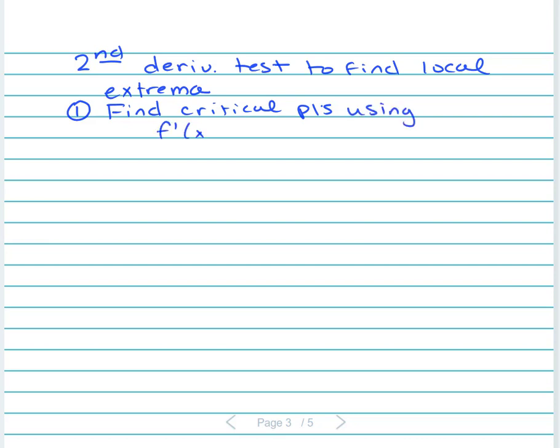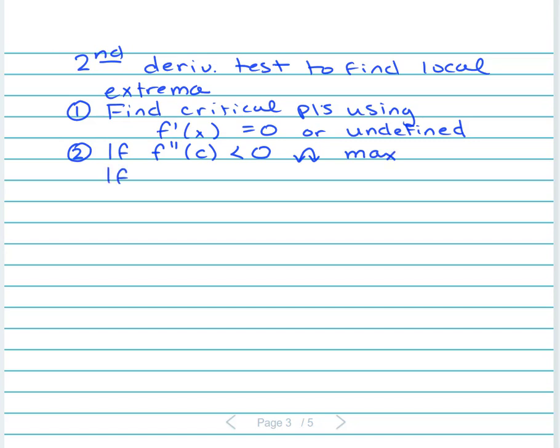And again, we're going to either set this to be equal to 0 or find where it's undefined. It's going to be undefined wherever the denominator is equal to 0 if you're dealing with a rational function instead of a polynomial. Then you're going to take those critical points, we'll call them C, and plug them in to the second derivative. If the second derivative at any critical point is less than 0, that means the function's concave down there, which means that there would be a local max at that point.